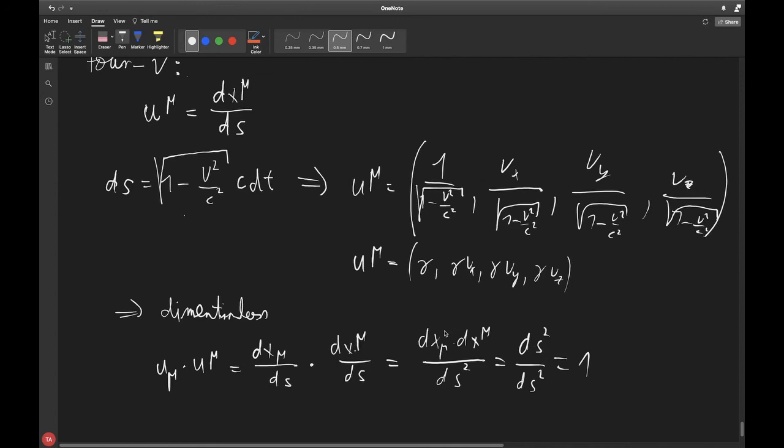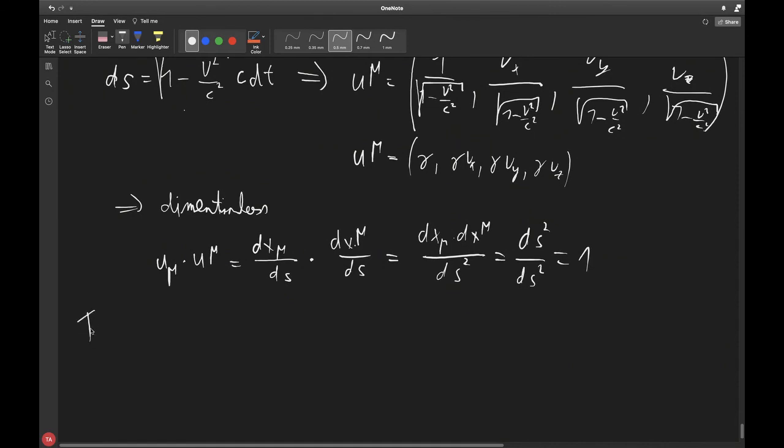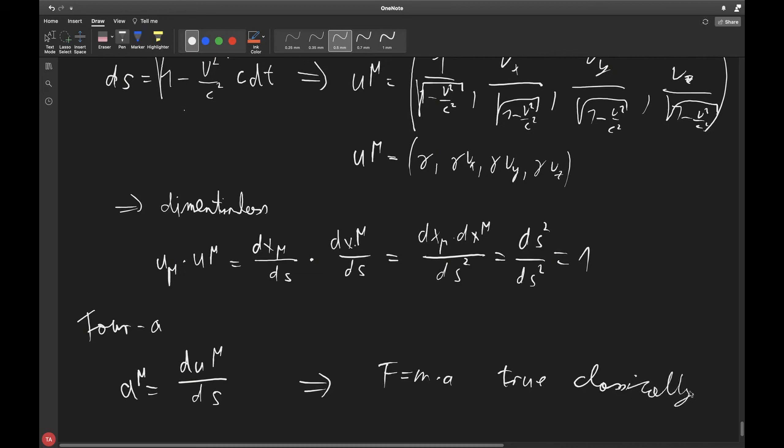And very similarly, we can introduce four-acceleration. With the same logic, a^mu is the derivative of the four-velocity, du^mu over ds. And this is something which you will see: F equals m times a was true classically. It's not true anymore in special relativity, but when we have the four-force, which is next time, the four-vector version is true in special relativity.